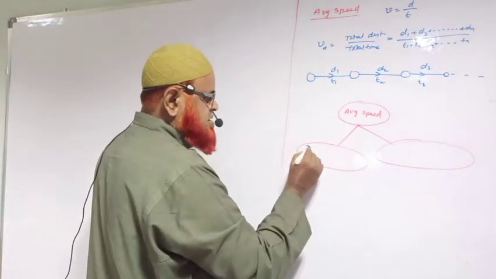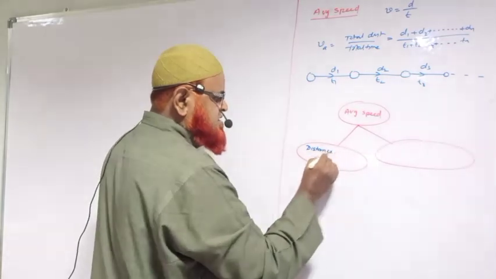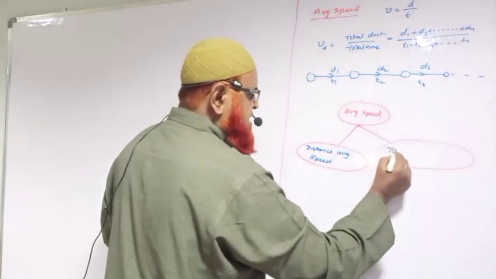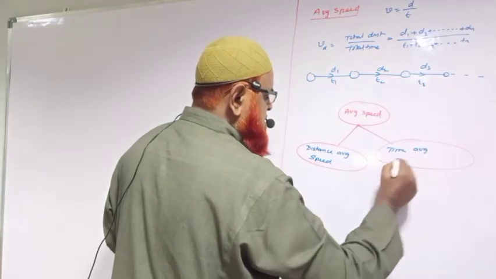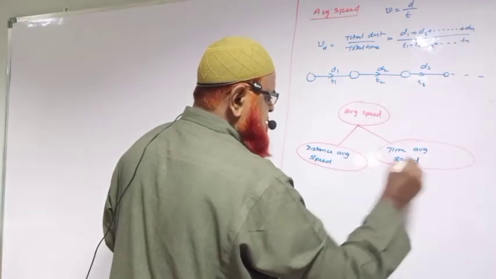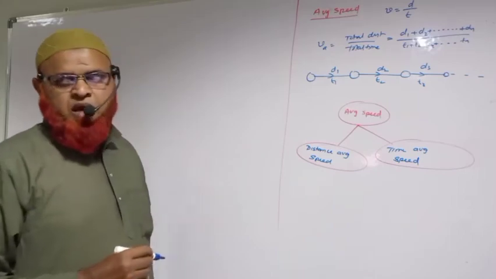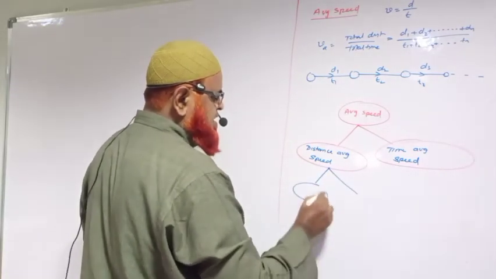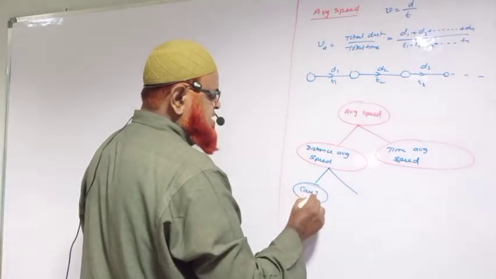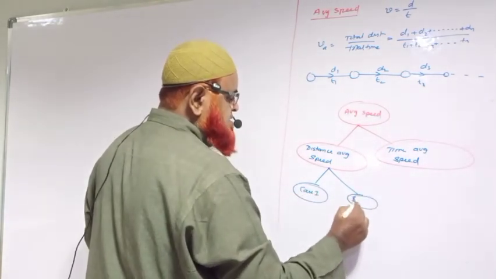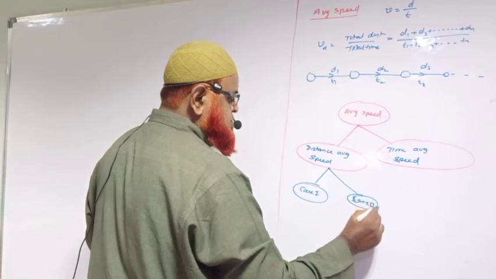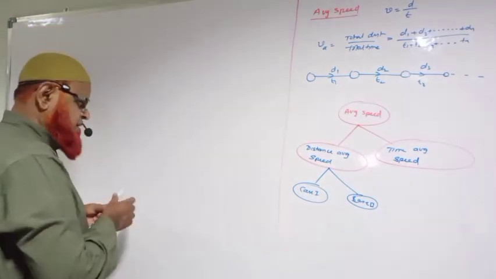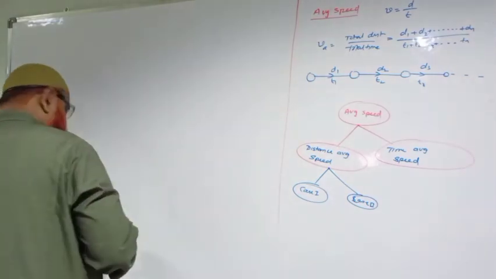First is distance average speed, and the second is time average speed. In distance average speed, how many subcases are there again? There are two subcases here, case 1 and case 2. Do you know all these things? So we have to explain this now.